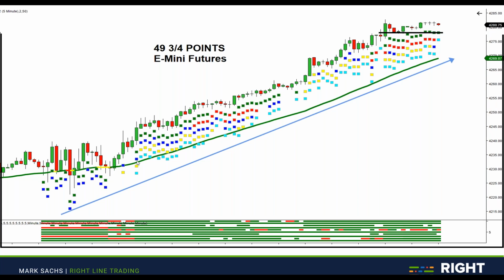So we really have to determine how far off support we're willing to go, knowing the tighter we are to support, the better the trade, but also understanding that the number of boxes recruited on the trade make a huge difference. Here we've got every market except the NYSE. We don't have a red box. We've got the Dow, the Russell, the NASDAQ, and the E-mini. And this thing just flies to the upside. This is 49 3/4 points.